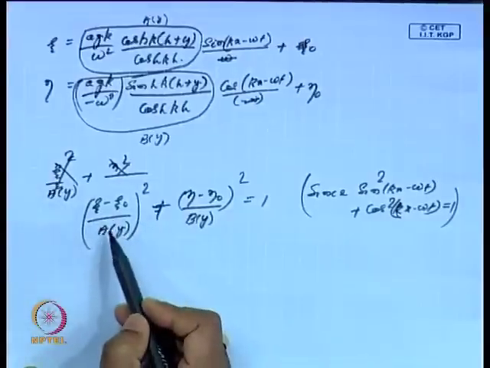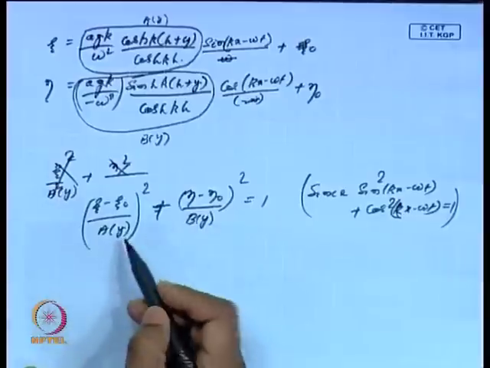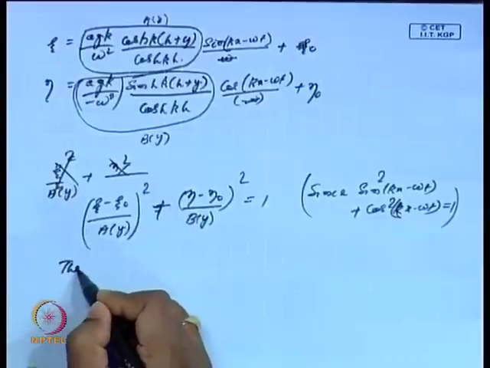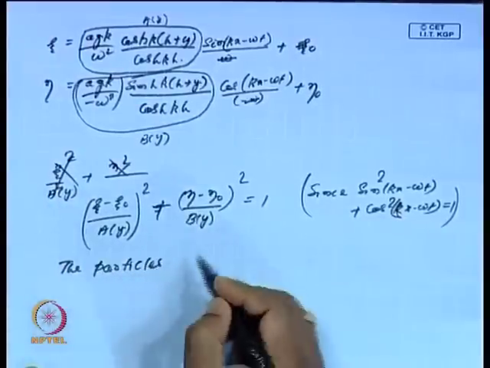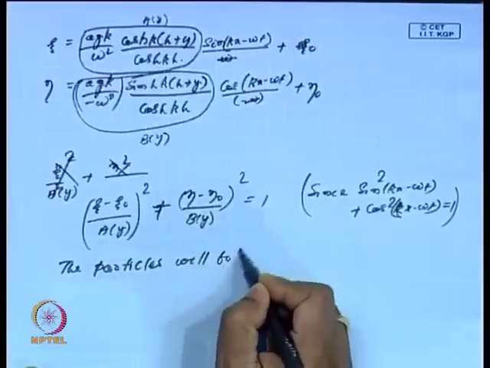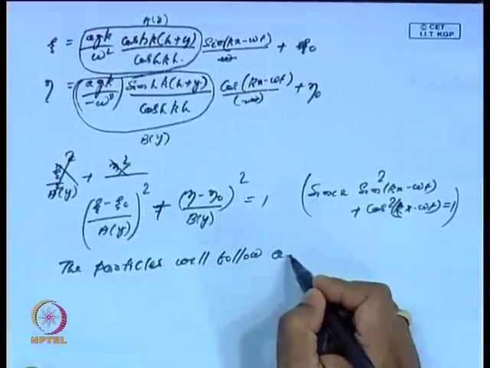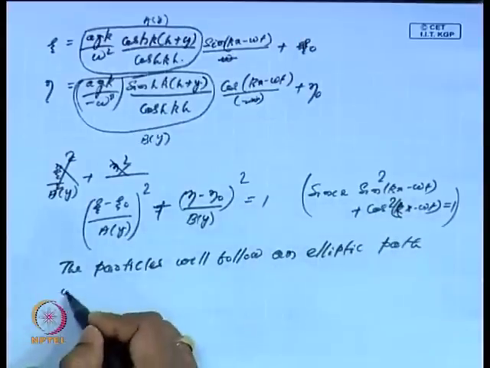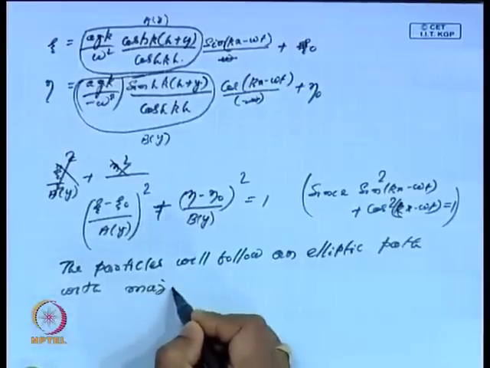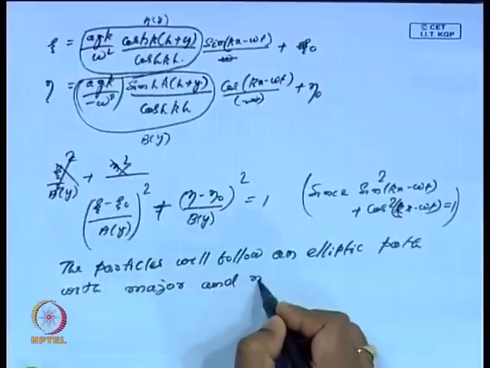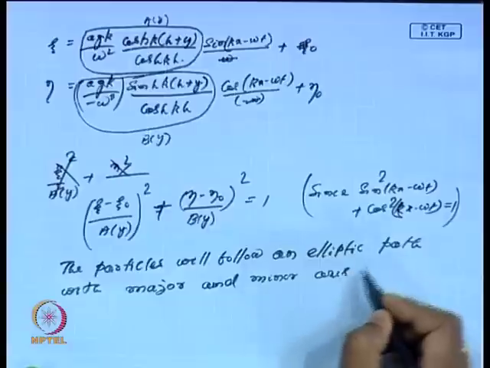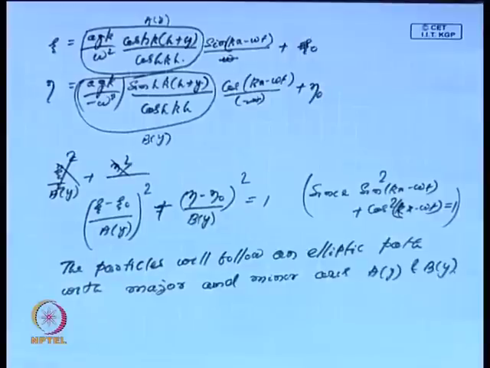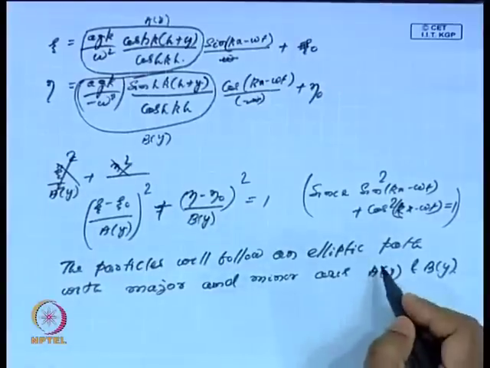At any time t the particle will follow, and since a_y and b_y are in general different, we can always say that the water particles will follow an elliptic path with major and minor axes a_y and b_y. In fact, both a_y and b_y are dependent on the water depth position.